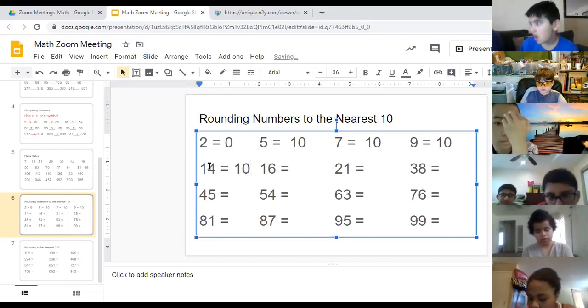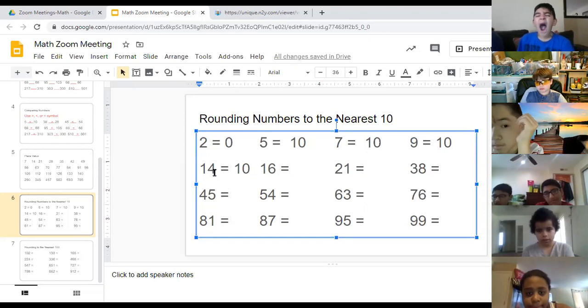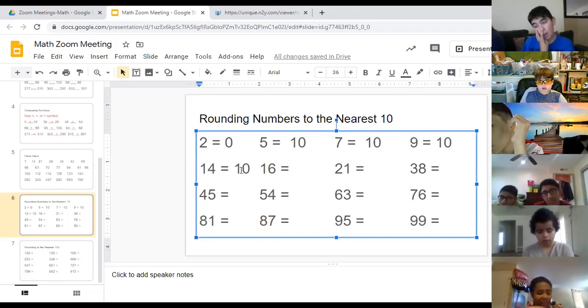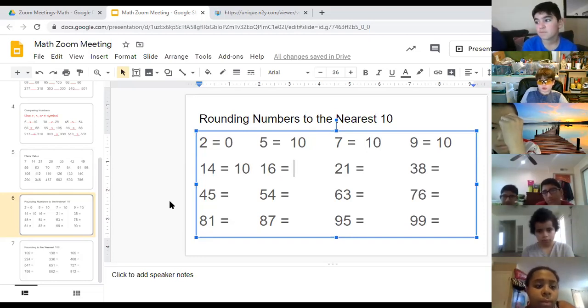Why? Because 4 is below the halfway point, which is 5. So 15 is the halfway point. So since 14 is below the halfway point, 14 becomes 10. All right? How about 16? Okay, so let's round 16 to the nearest 10. Good job, Elijah. Okay, it's your turn, Anaya.